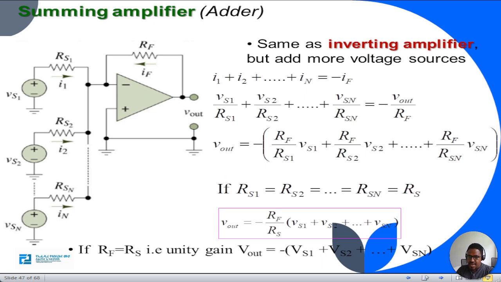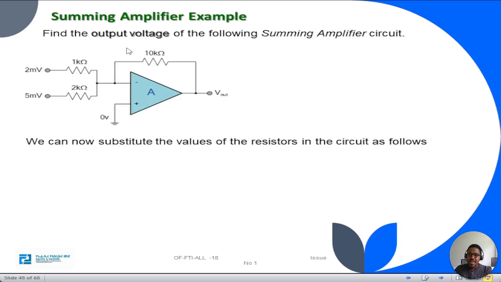You can see the adding of our inputs. Let's take an example. Find the output voltage of the following summing amplifier circuit. If V1 is 2 millivolts and R1 is 1 kilo ohm, and V2 is 5 millivolts and R2 is 2 kilo ohms, our feedback resistor is 20 kilo ohms. Determine V out. This circuit is an inverting summing amplifier. So what is the gain of the inverting summing amplifier?